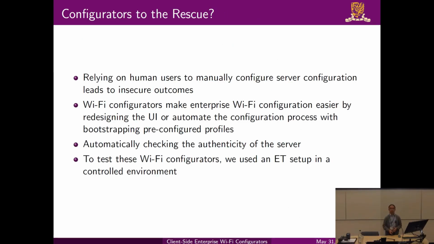So we can configure the security of enterprise Wi-Fi with the UI in the usual operating systems, but it's quite tedious, and relying on human users can lead to insecure outcomes, as we all know. And so there are the so-called Wi-Fi configurators that promise to make enterprise Wi-Fi connection easier by redesigning the UI or automating the configuration process altogether, and also possibly automatically checking for the server identity. And so our goal is to test all these so-called Wi-Fi configurators with our own evil twin setup.